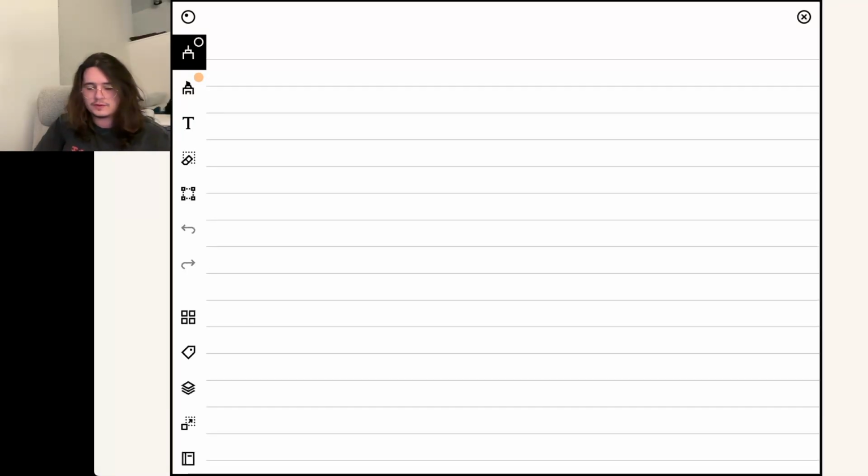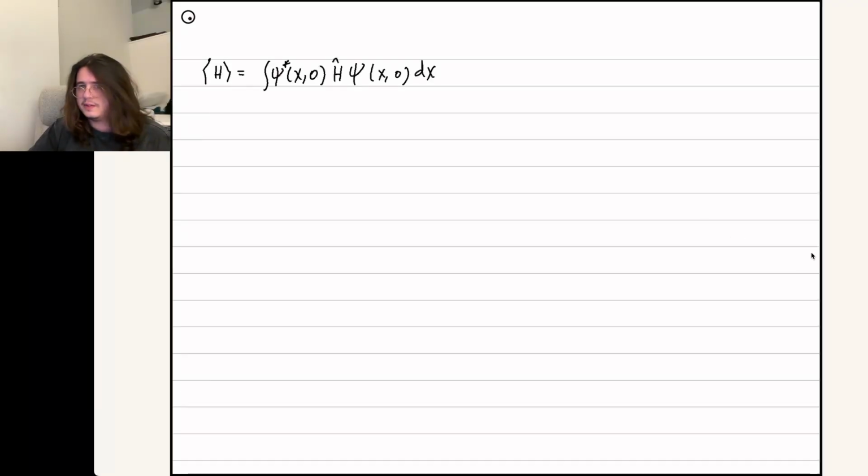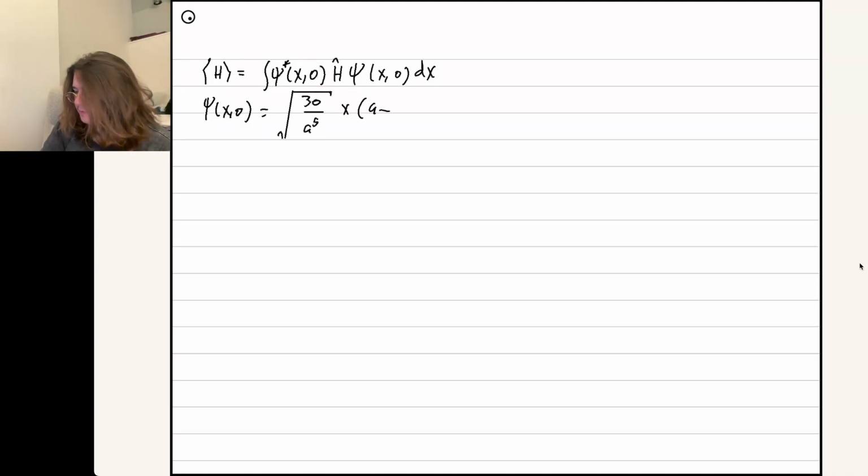Alright, silly people, here's the situation. We're in the particle in a box again, and we're going to be checking that the expectation value for the energy that Griffiths gets is the right one by calculating it the old fashioned way. That is the expectation value of the energy for the wave function that he got in 2.2, which was the square root of 30 over a to the fifth times x times a minus x.